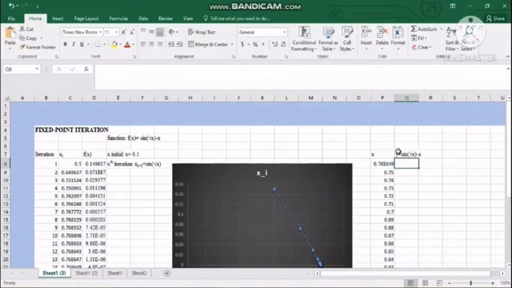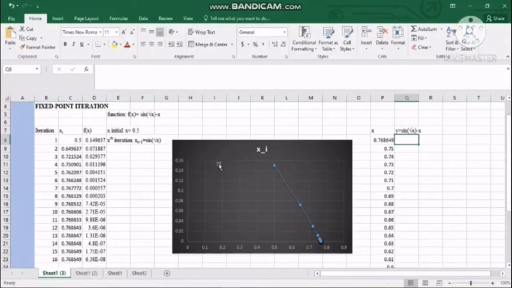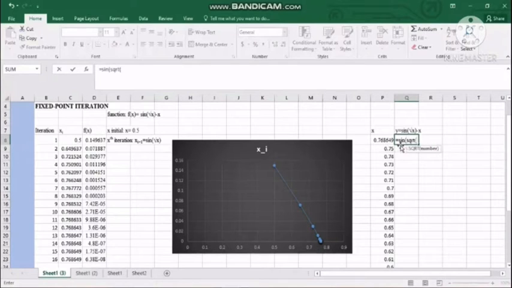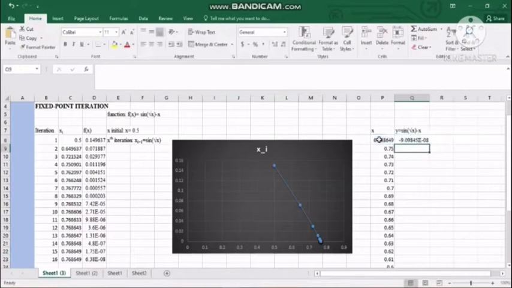And in getting the y values of the trend, we will just substitute the x values to the function. It is equal to sine square root of the value of x minus x, and now drag it up.